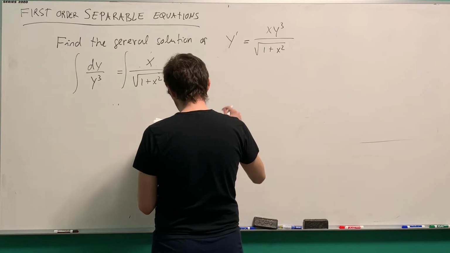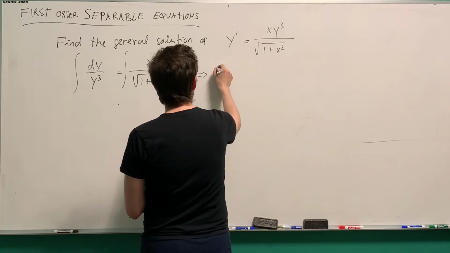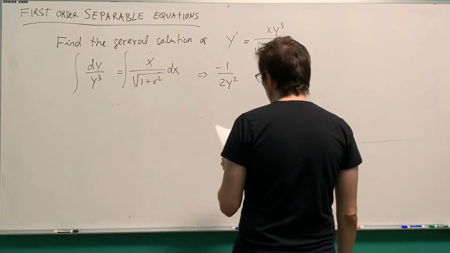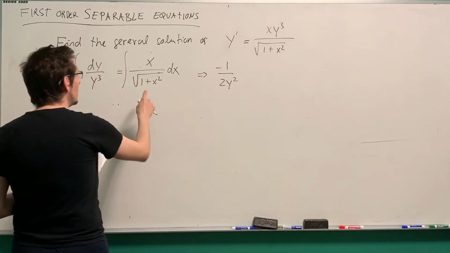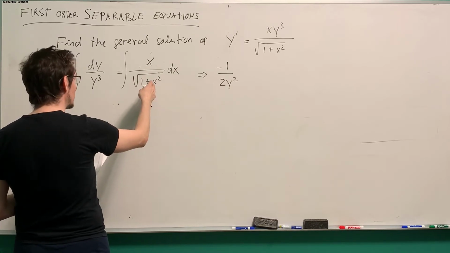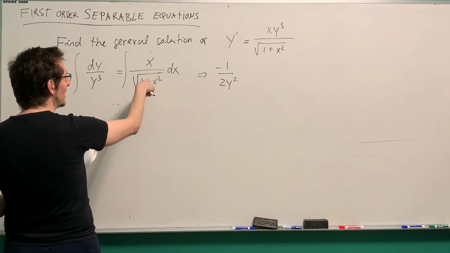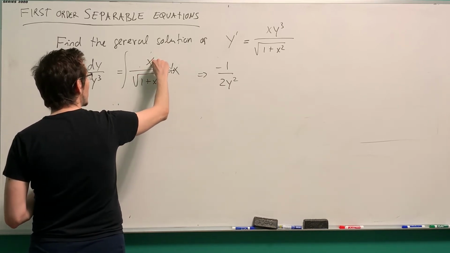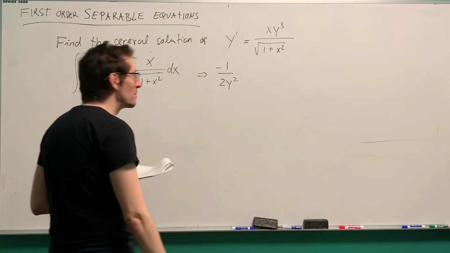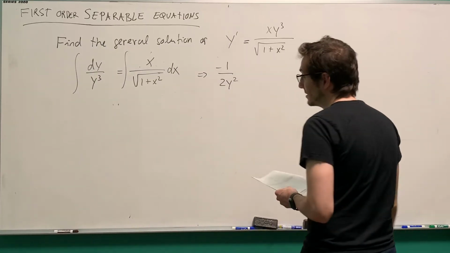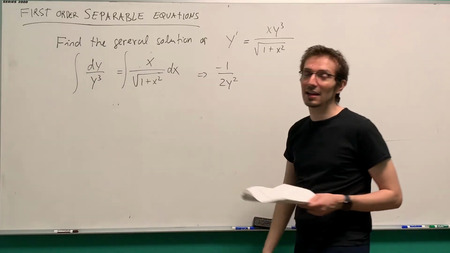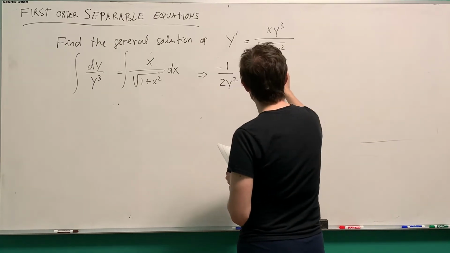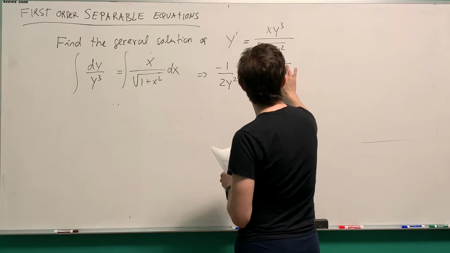The left hand side is very easy. It gives me minus 1 divided by 2y squared. The right hand side is also very easy because this is the derivative of the square root. If you remember, the derivative of the square root goes exactly like that. In other words, this thing is the derivative of the inside. If you don't remember how to integrate, please review it because it is important. It's basic stuff. This integral is going to be the square root of 1 plus x squared.